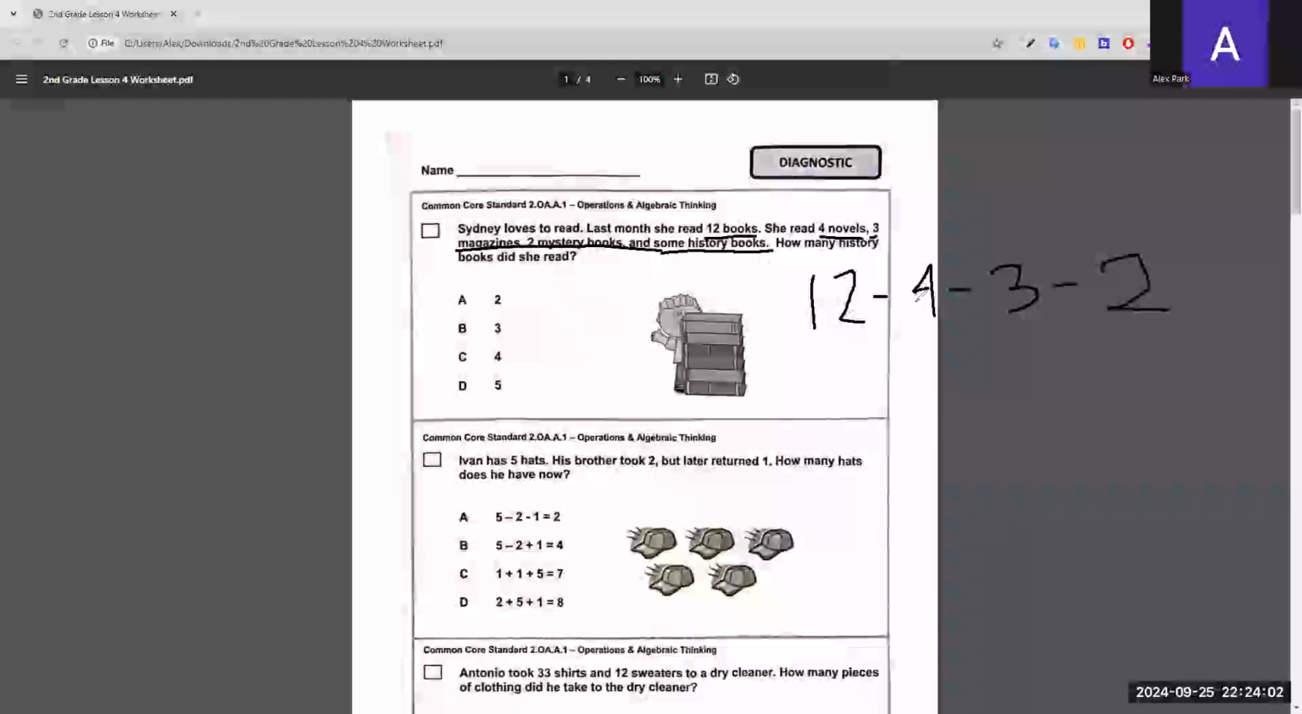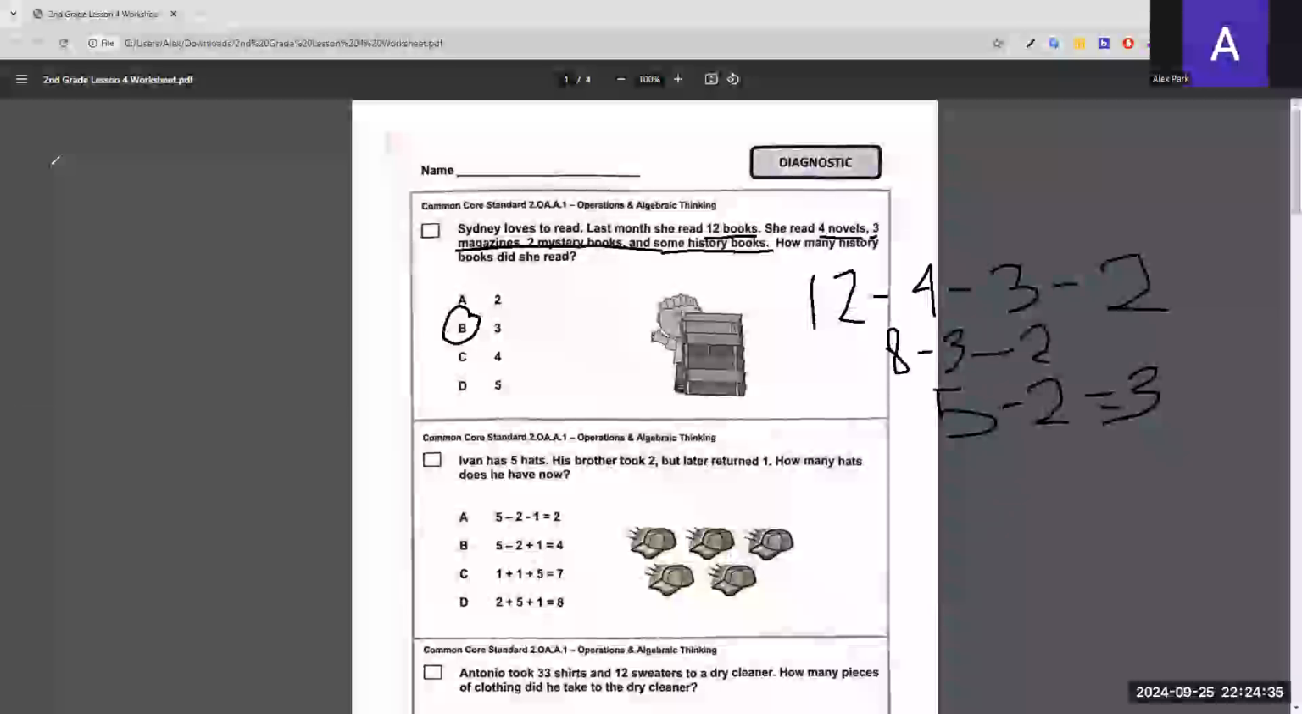So let's do it one step at a time. 12 minus 4 is 8. Now we have 8 minus 3 minus 2. Now 8 minus 3 is 5. Now we have 5 minus 2, which is 3. And this makes sense because if you add up all the number of books, then the total number will be 12, which is the number of books you read in total. So number 1 is B.